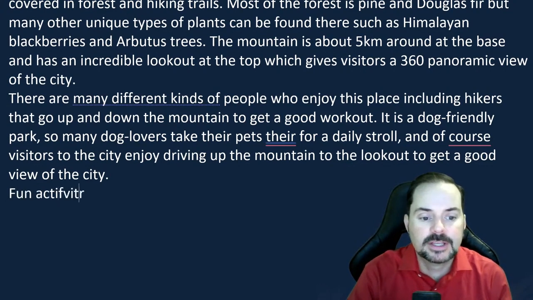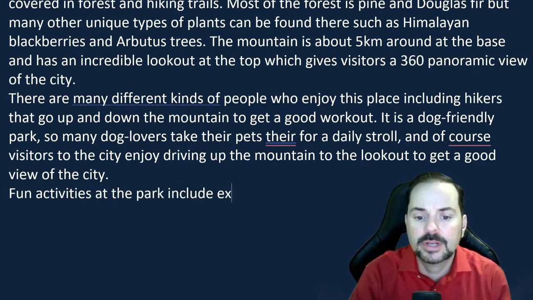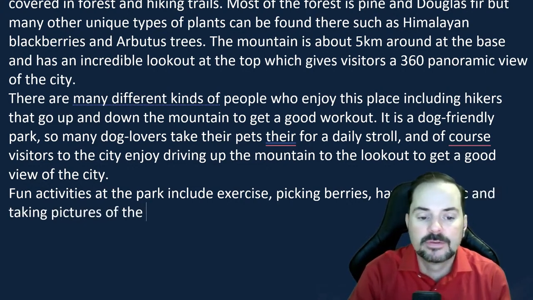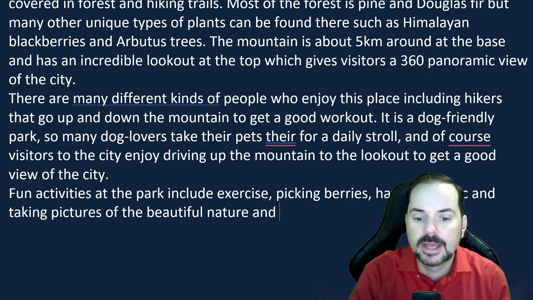Fun activities at the park include exercise, picking berries, having a picnic, and taking pictures of the beautiful nature and scenery.